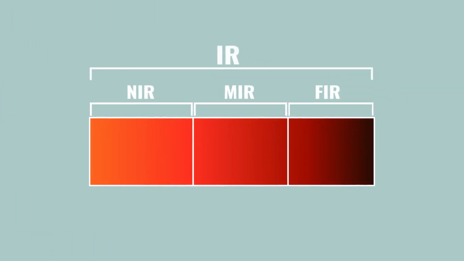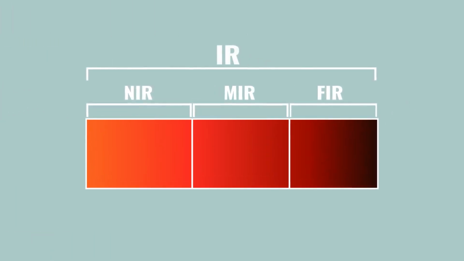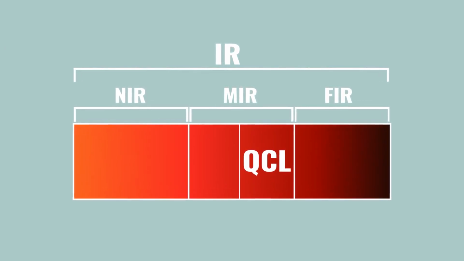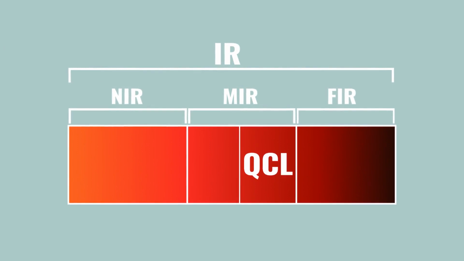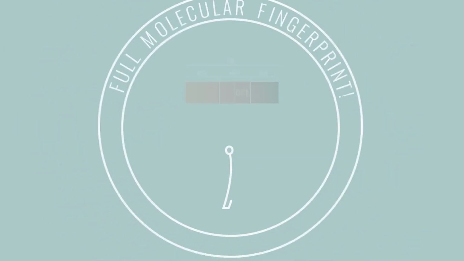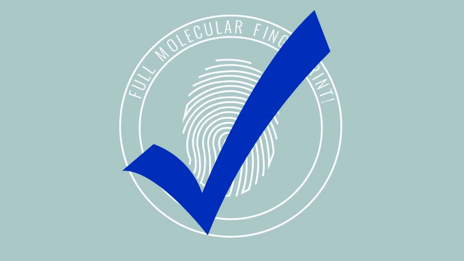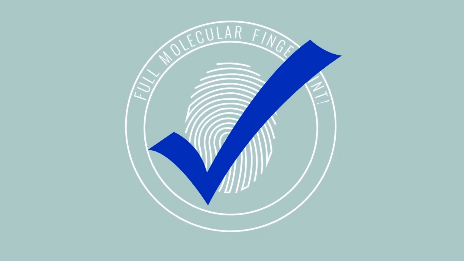This higher spectral power density, however, comes at the cost of a reduced spectral range, which significantly limited the use of early QCLs. Luckily, today's QCLs can cover the full molecular fingerprint spectral region, and the time is right to discover the new applications of QCL microscopy.